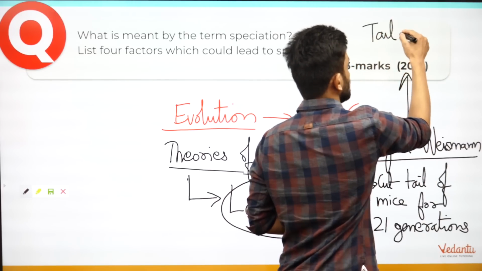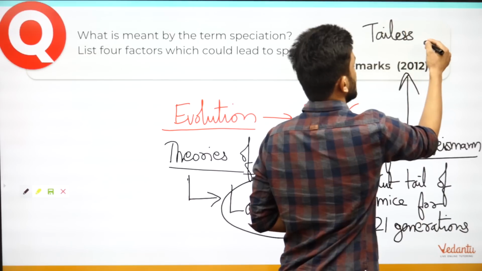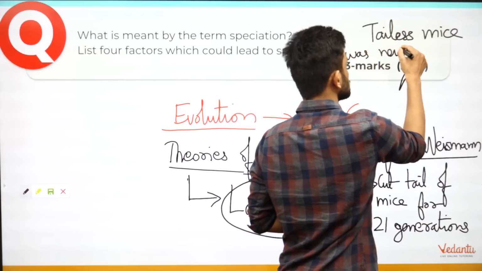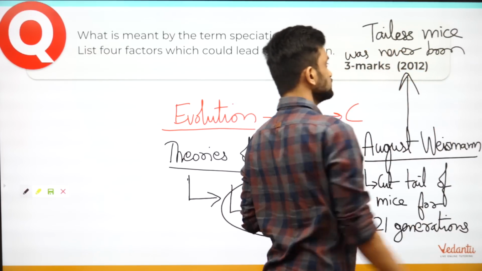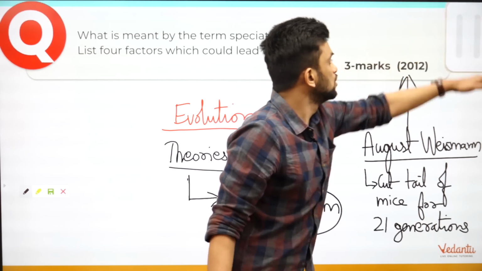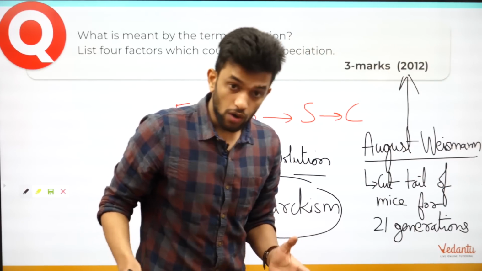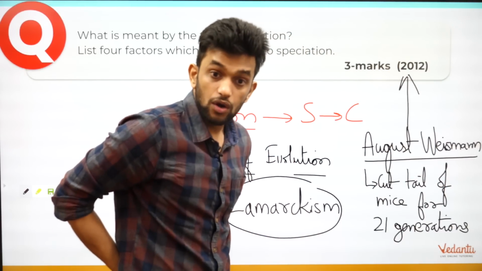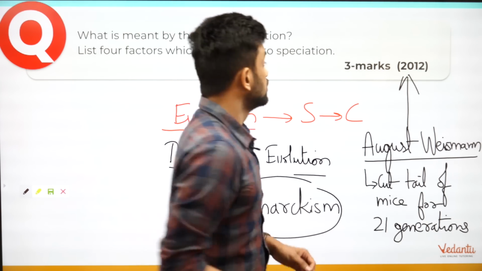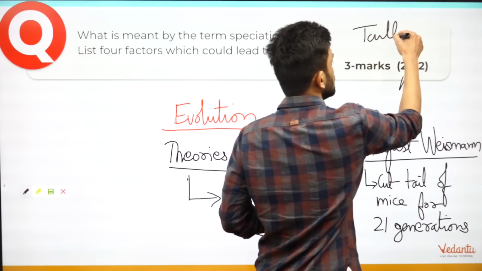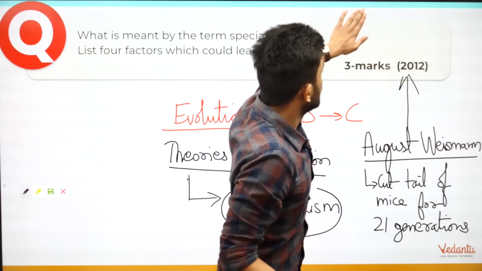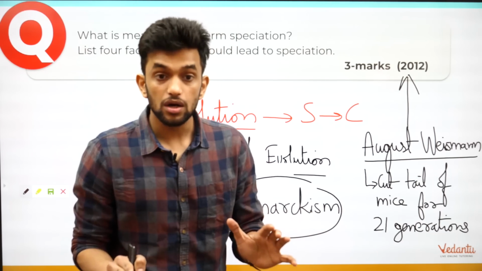A tailless mouse was never born. The mice were not using their tails because he cut them as soon as they were born. He did it for 21 generations, but still a tailless mouse was not born.